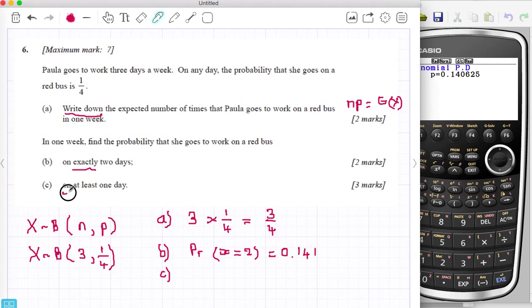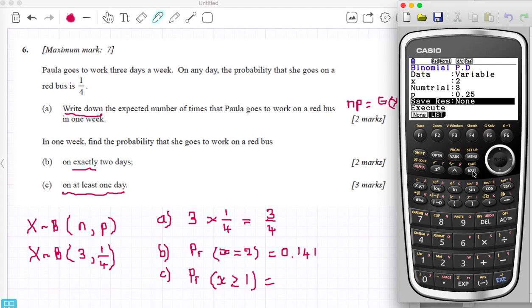Okay, on at least 1 day. At least 1 day means that I can go on 1 day, or 2 days, or 3 days. So I'm looking for that. I'm going to write that in so the examiner knows I'm looking for 1, 2, or 3.